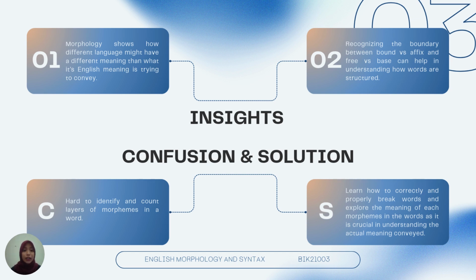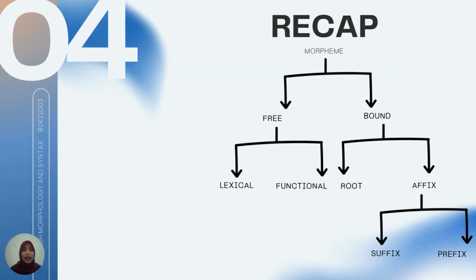So let's recap what we learned. Morphemes are divided into two, free and bound. Free morphemes are divided into two, lexical and functional, while bound morpheme is divided into two also, root and affix. And affixes are divided into two, suffix and prefix. This is the simplest recap of what I learned.